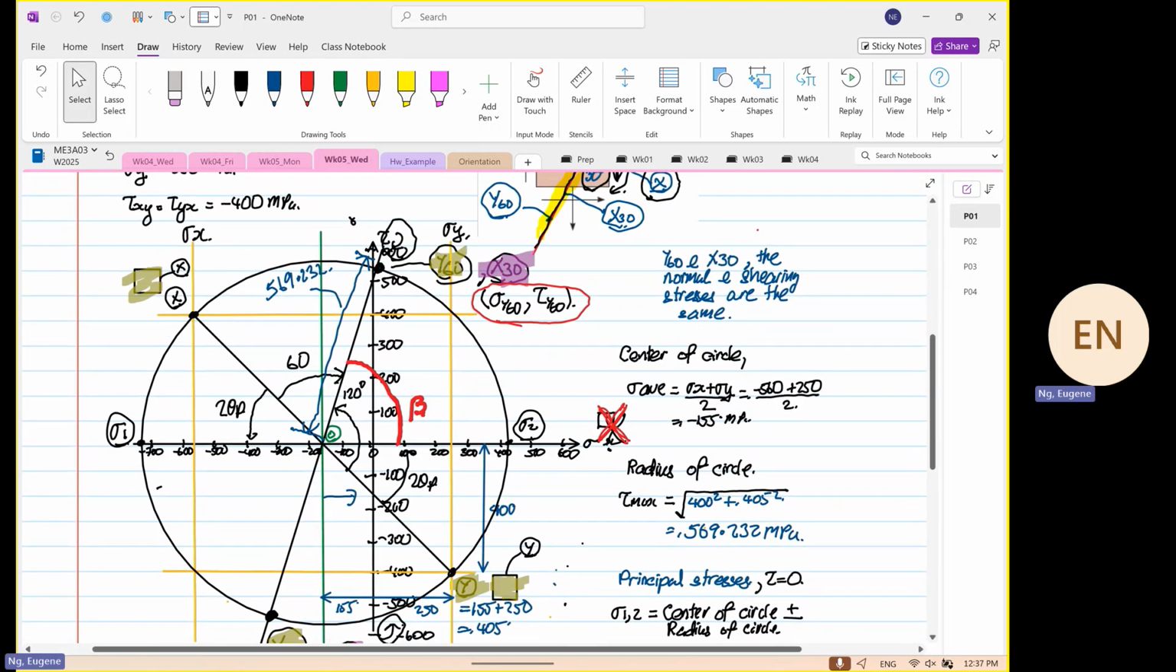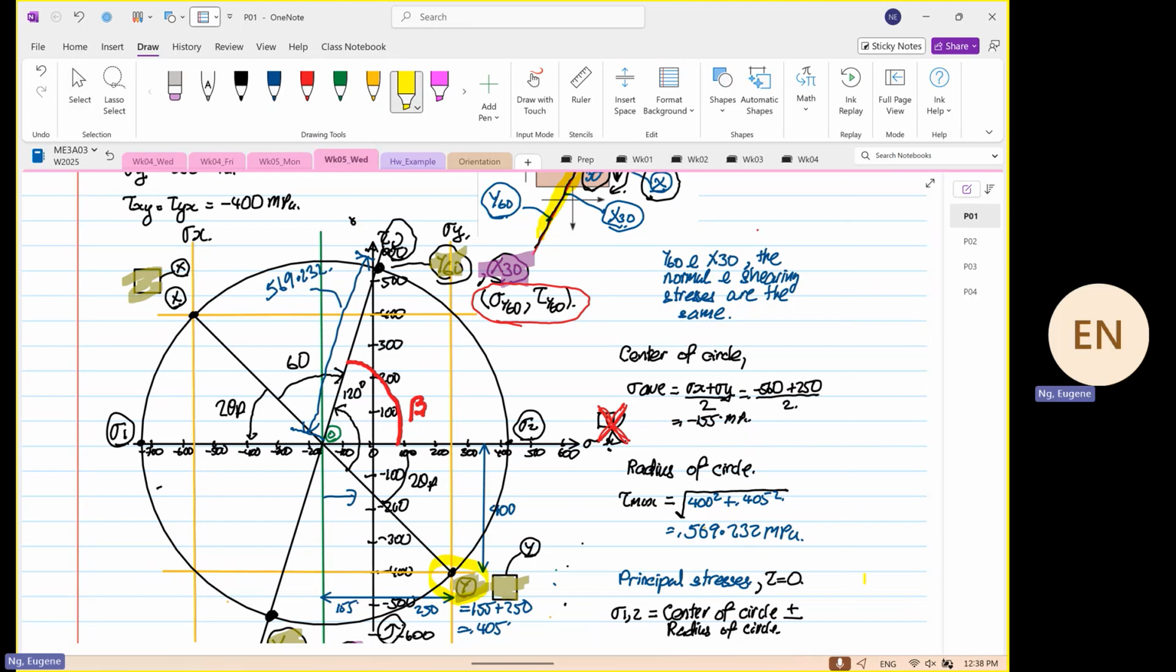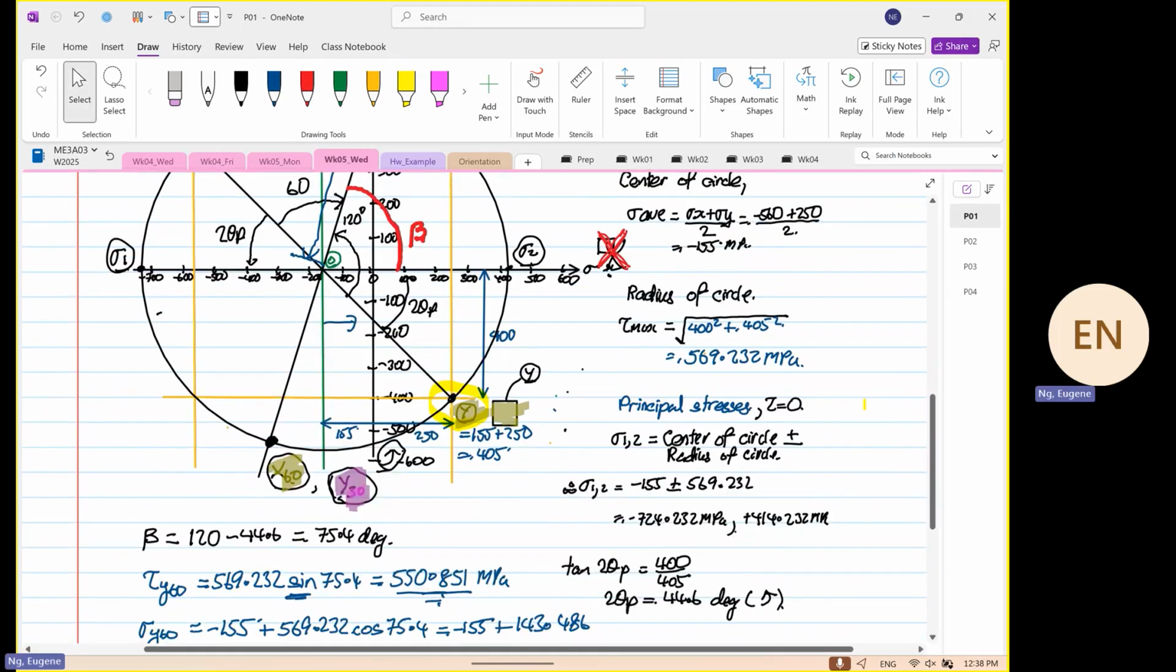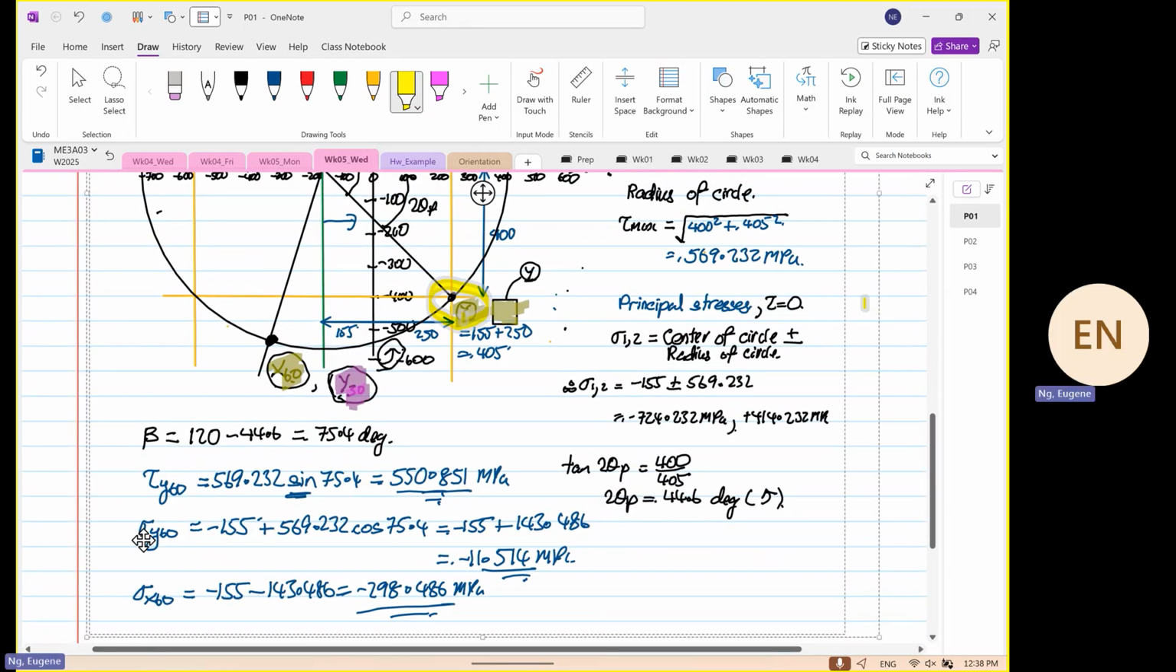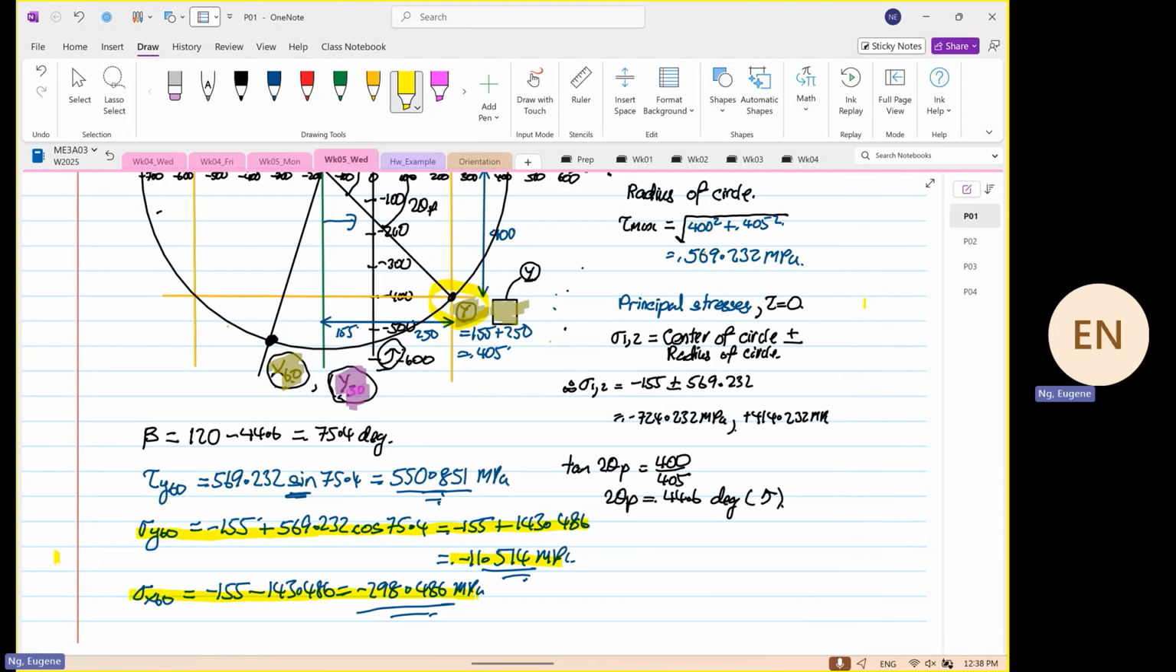So we found our point X. Our point X is down here. And then we found our point Y. Then we calculated our stress Y60. We also calculated our stress X60. And we calculated our shear. So those are the values.